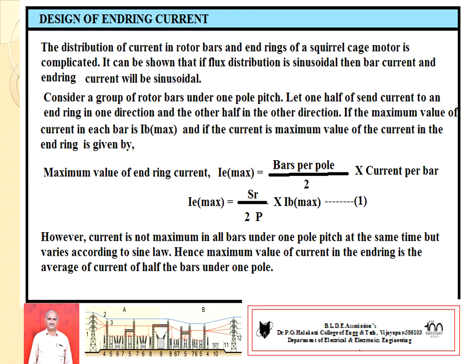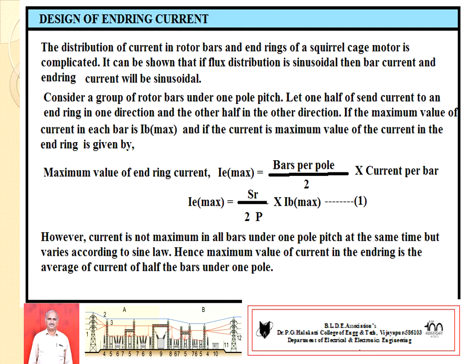So, consider a group of rotor bars under one pole pitch, which we have seen in the previous diagram. Some bars are carrying current in the upward direction, that is under the north pole. Some rotor bars are carrying current in the downward direction, that is under the south pole. One assumption we have to make: if the maximum value of current in each bar is available, then the end ring current is also at its maximum value. With this assumption, we can start the derivation.